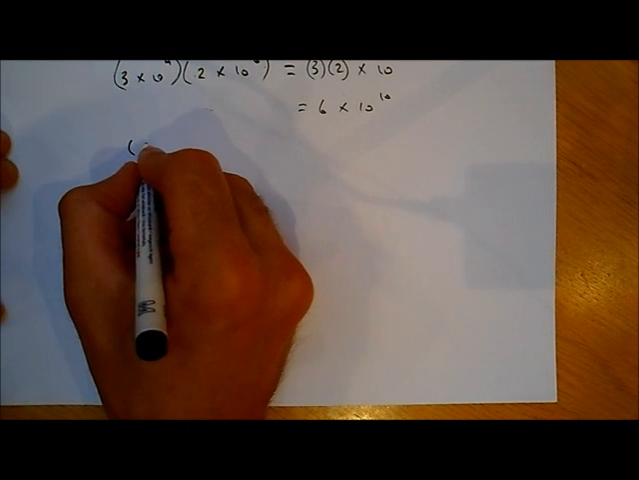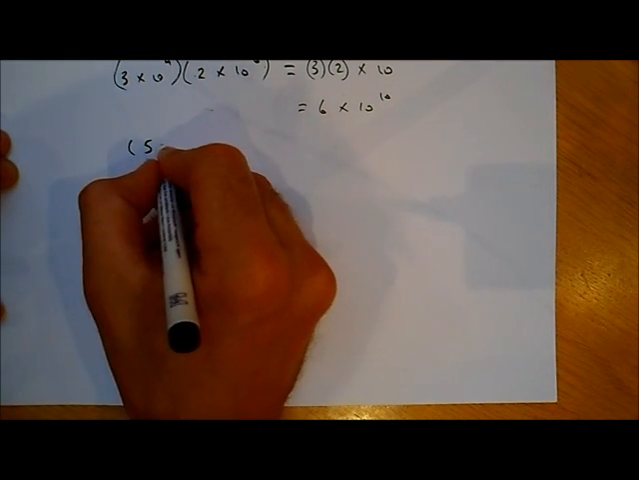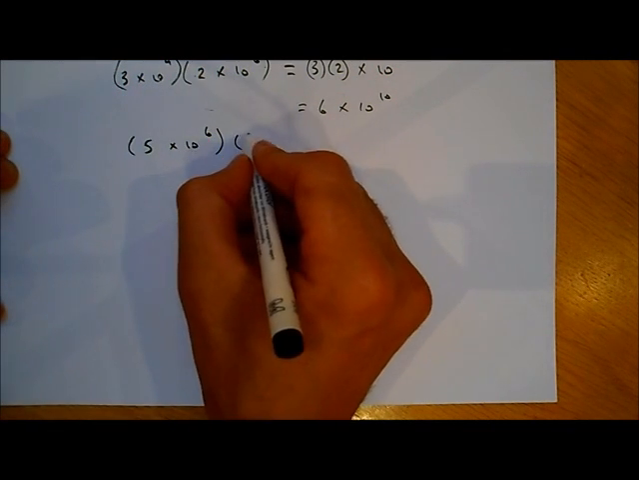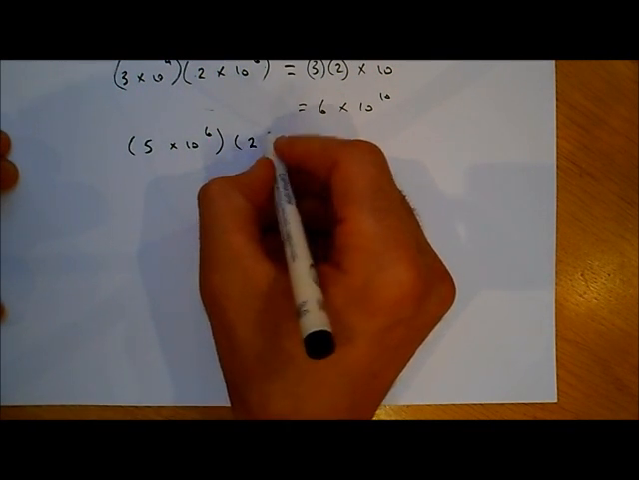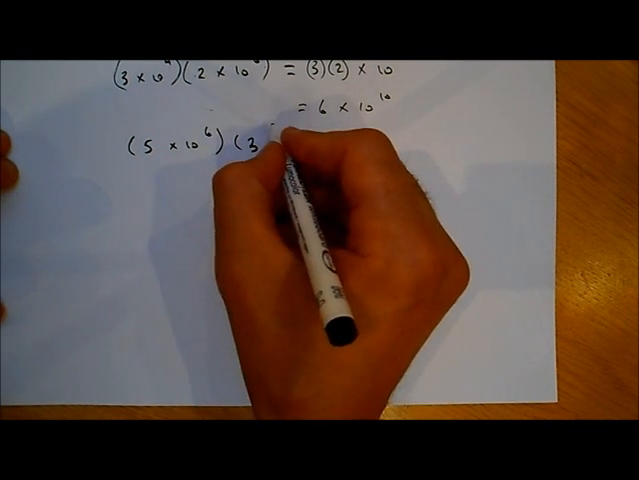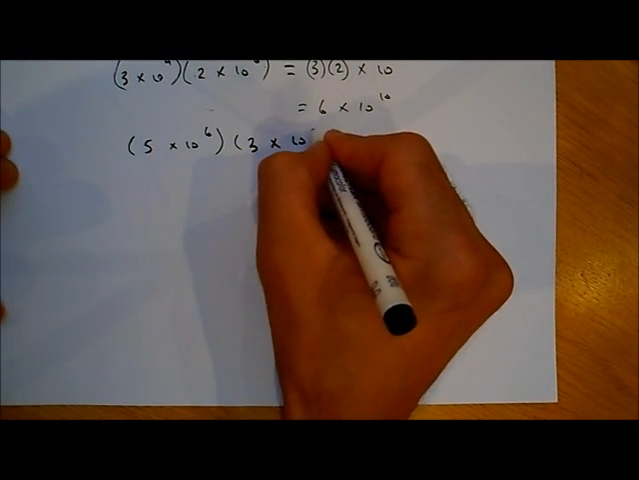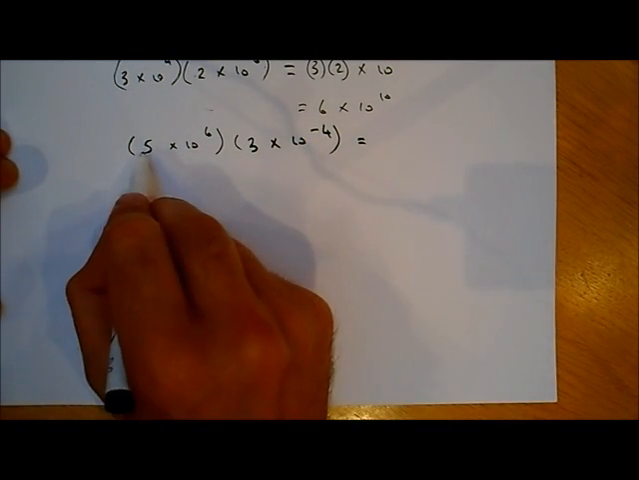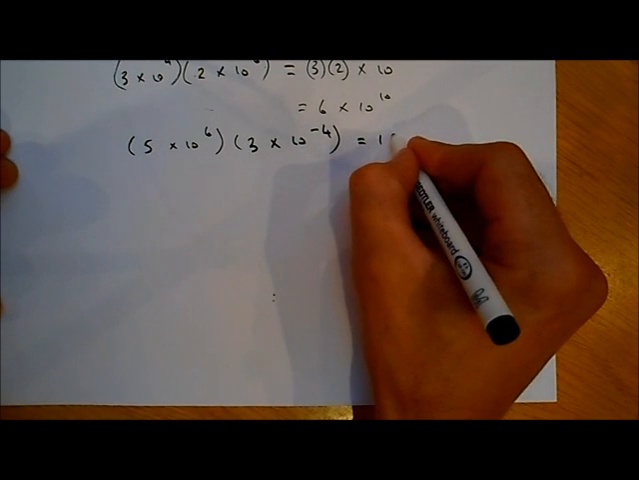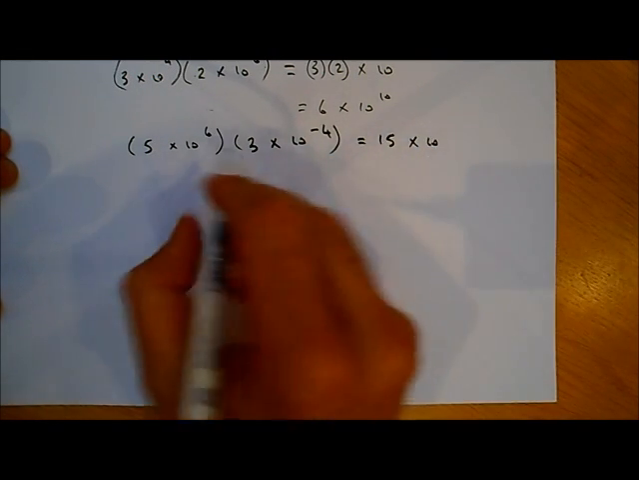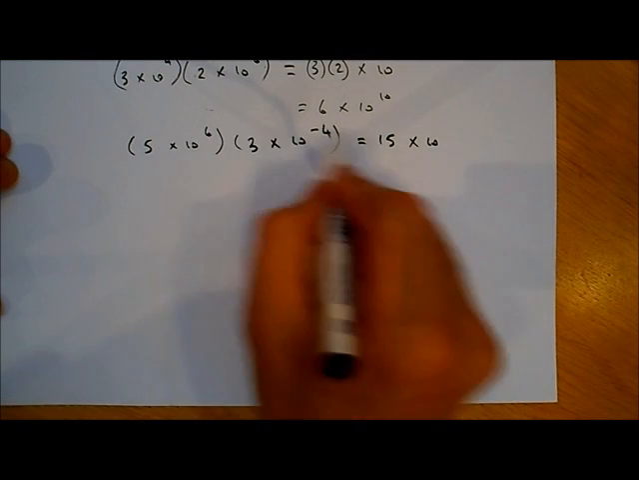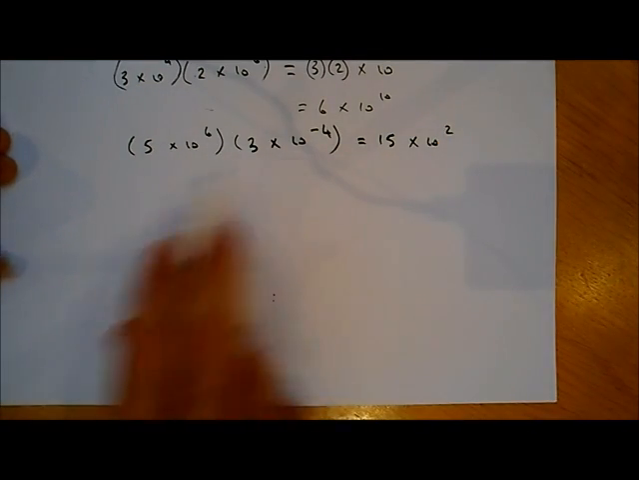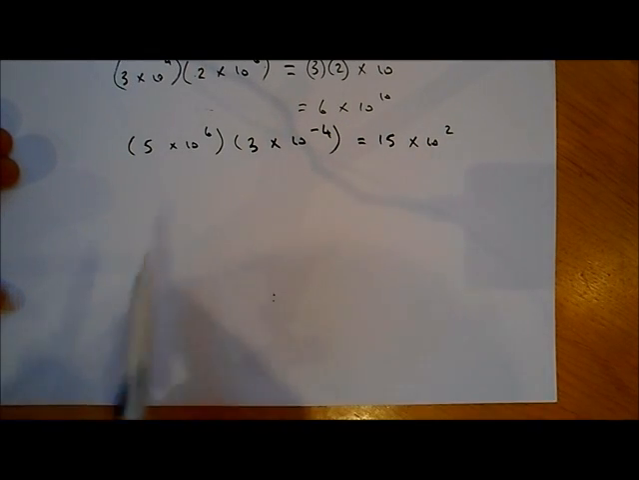So say if we have, say, 5 by 10 to the power of 6 multiplied by 3 by 10 to the power of minus 4. So it doesn't make any difference if it's a minus 4 and we're multiplying. So we're going to multiply the a part. So 5 by 3 is 15. Multiplied by 10 to the power of, and now we've got 6 and minus 4. So we add the powers. So 6 plus minus 4 is 2. So when we multiply these two numbers, we get 15 multiplied by 10 squared.